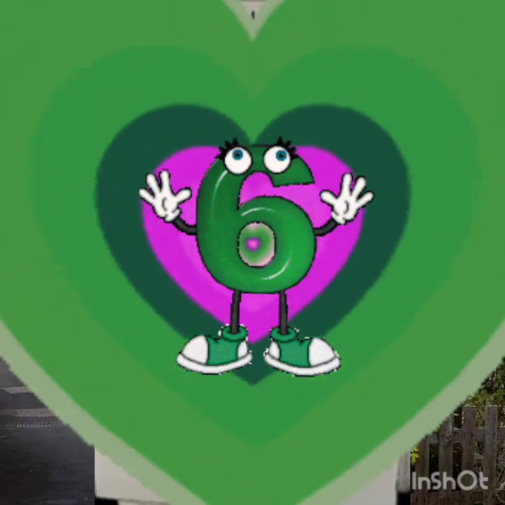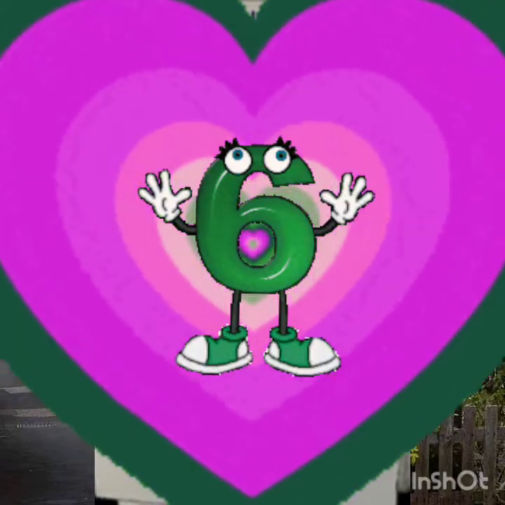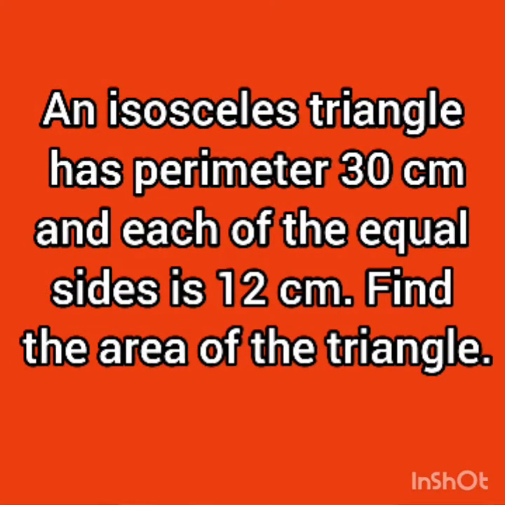Now, question number 6 on your screen, I am reading here for you. An isosceles triangle has perimeter 30 centimeter and each of equal sides is 12 centimeter. Find the area of the triangle.